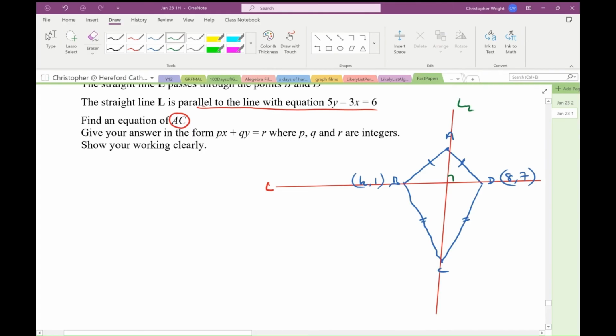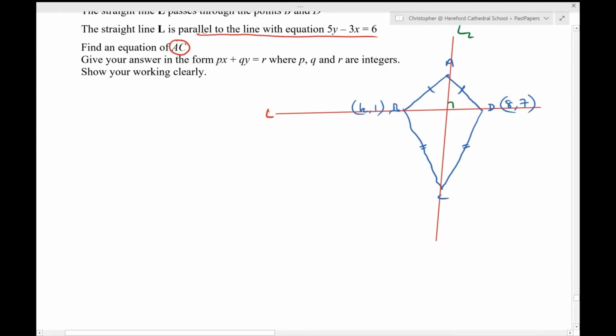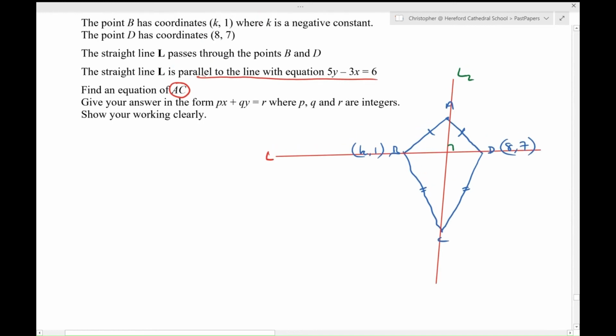Now I couldn't find the equation of the line AC, which I'll call L2. But I can find the equation of line L because I've got 2 points on that. And I know its gradient. Right, so let's concentrate on the straight line L. It's parallel to this line. So I can find the gradient of this line by writing it with y as the subject. So the gradient of the line to which L is parallel is 3/5. So that must also be the gradient of L, because they're parallel.